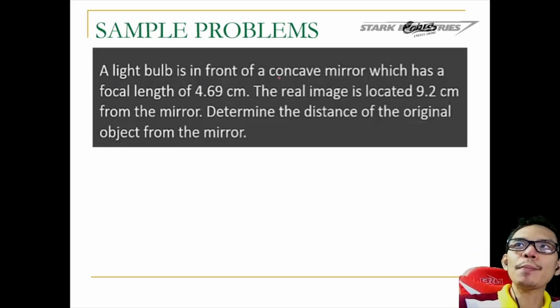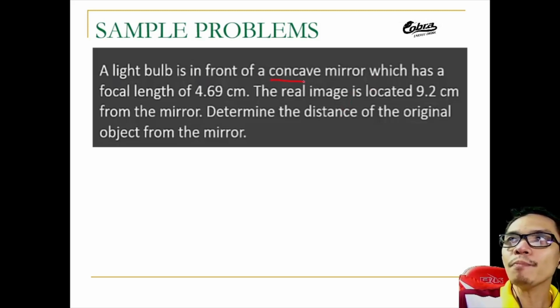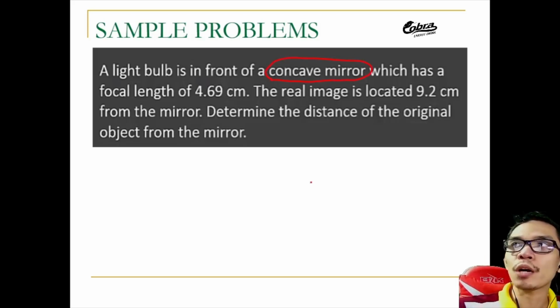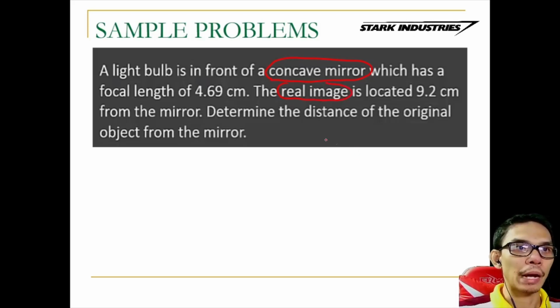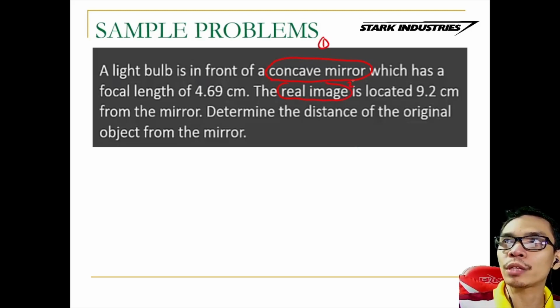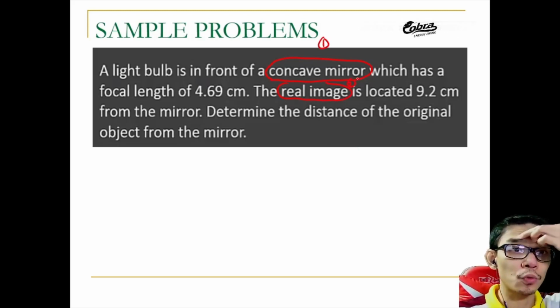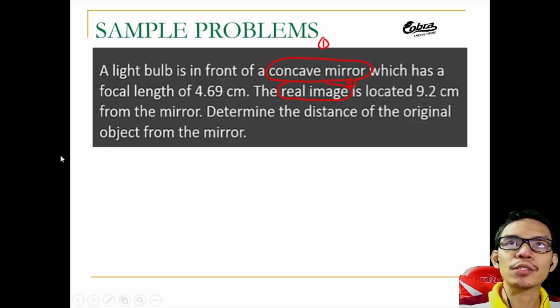The first thing that you need to do on the problem is find concepts that will help you in solving it. Number one, the problem said that it is using a concave mirror. And also, a real image was formed. These are the two things that we should take note of when we are going to solve any word problem related to mirror and lens equations.